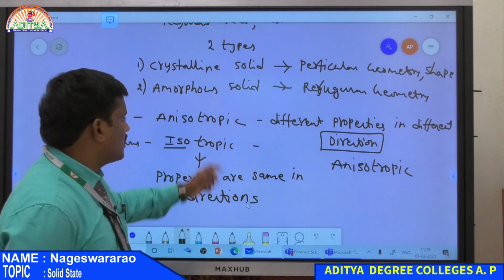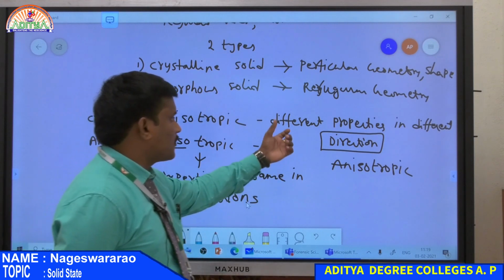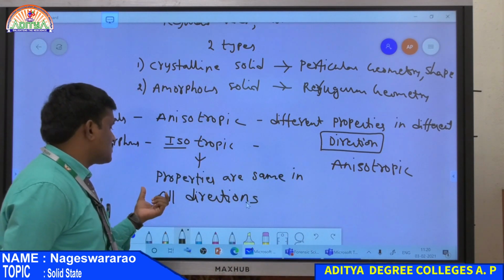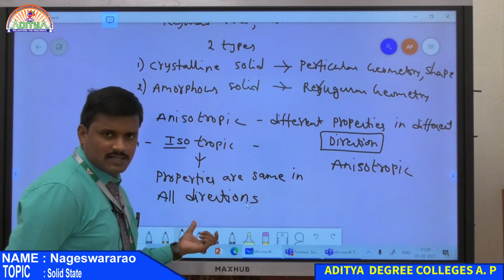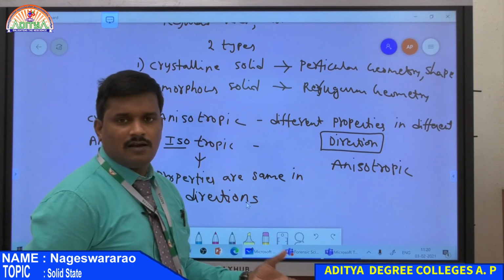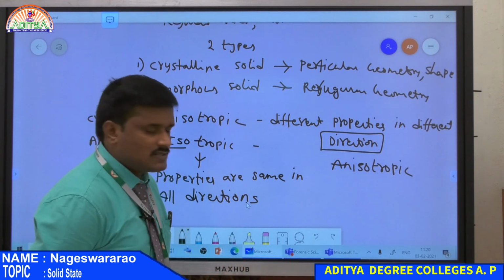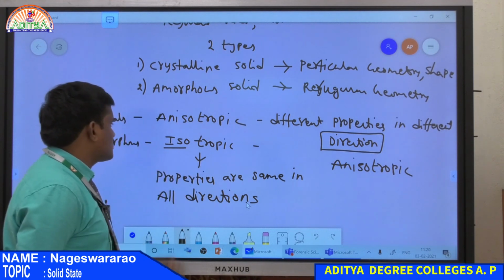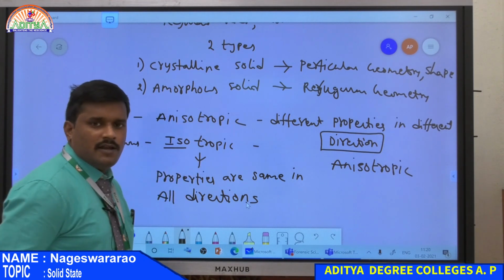So here amorphous solids are isotropic, whereas crystalline solids are anisotropic. It means the property depends on direction in crystals, whereas in the case of amorphous, the property does not depend on direction. That is why this property is the same in all directions along x, y as well as z. So this is isotropic in nature, whereas crystals are anisotropic in nature.